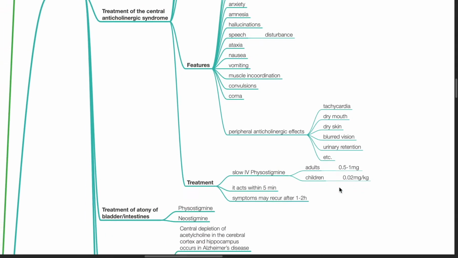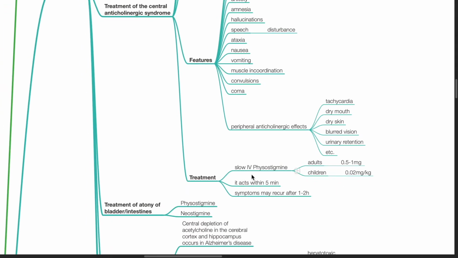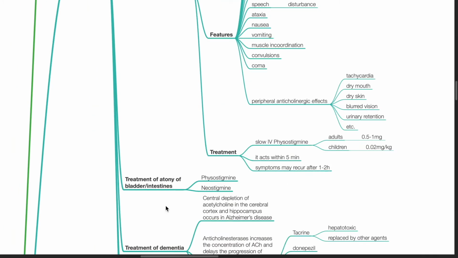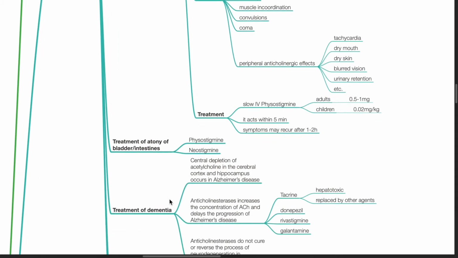Treatment is by slow IV Physostigmine. Dose is 0.5 to 1 mg in adults and 0.02 mg per kg in children. Physostigmine acts within 5 minutes and symptoms may recur after 1 to 2 hours. Anticholinesterases are also used to treat atony of the bladder and intestines. Examples include Physostigmine and Neostigmine.